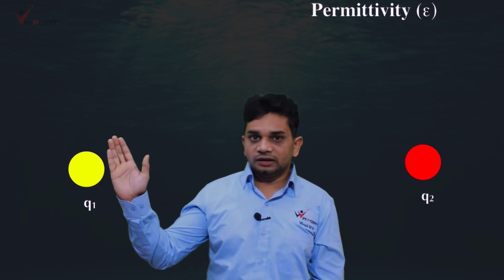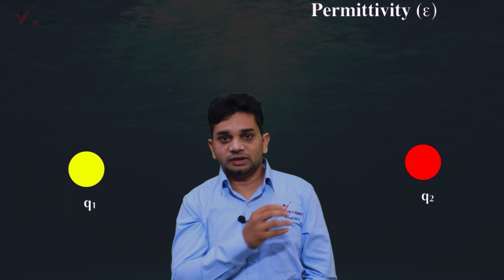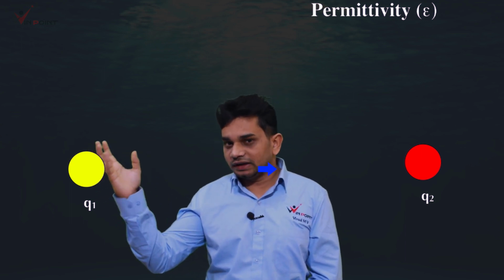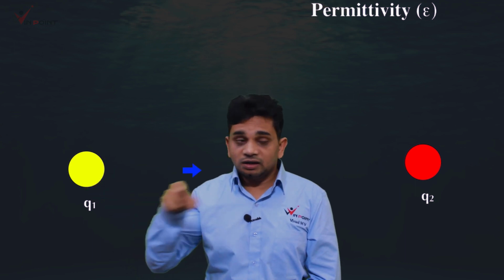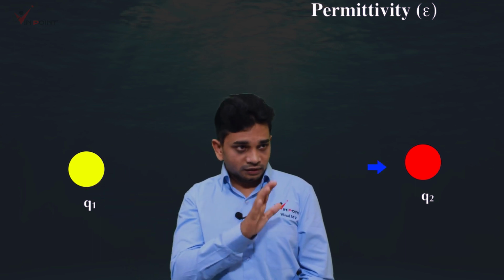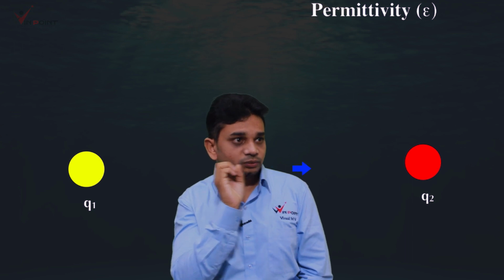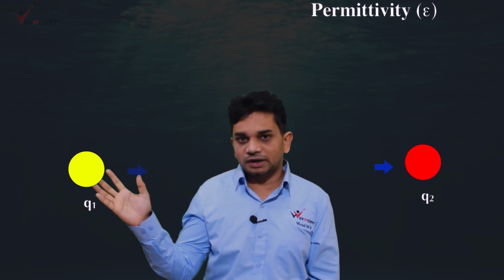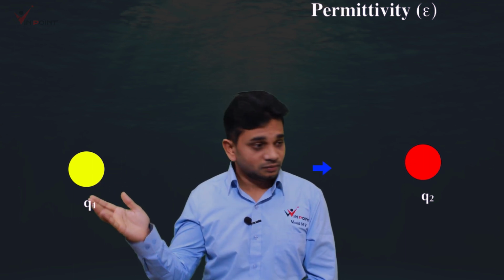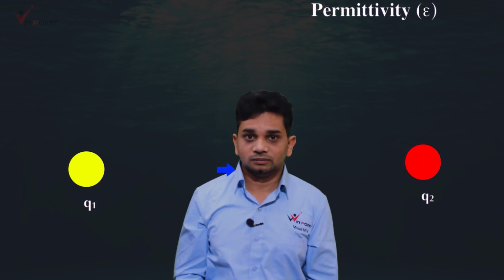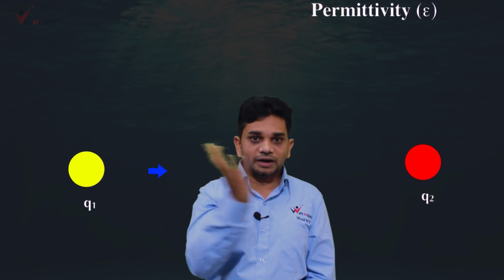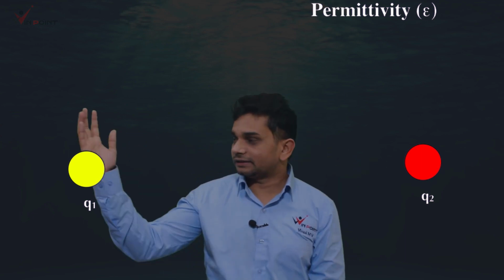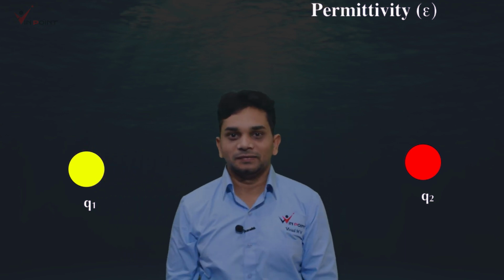So Q1 is transmitting some electric energy for interacting with Q2. If there is an interaction, the charge has to transmit some electrical energy. So Q1 is transmitting some electrical energy to interact with Q2. It is transmitting through a medium. Here in between the charges there is a medium. So electrical energy is passing through this medium.